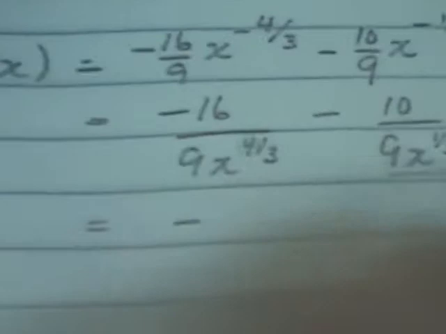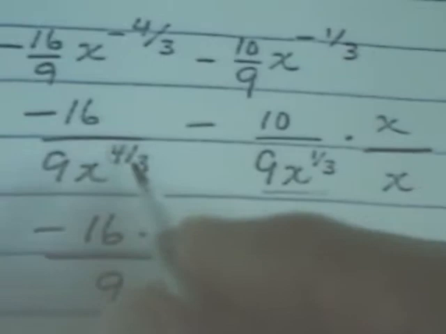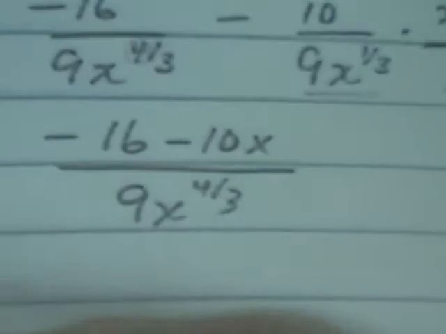What do I have to multiply this by? X. Yes, in order to get 9x to the 4/3. So the answer is x. That's right. And now we have our common denominator. X to the 1/3 times x better be x to the 4/3, and it is. And I don't know, we could leave it like this.